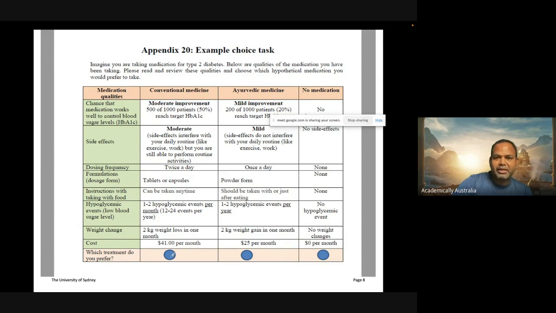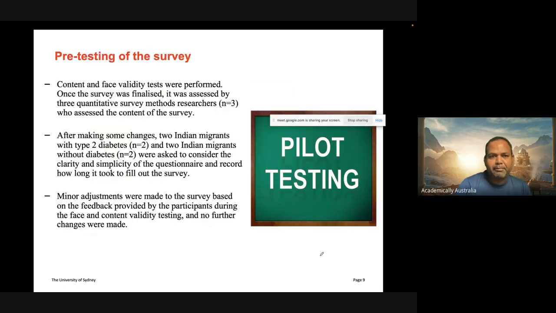This conventional medication or Ayurvedic medicine the patient wants to use, or no medication. So we basically give three choices for a patient: conventional medicine, for example like metformin, or Ayurvedic medicine if they want to use, or no medication, which one they are going to choose. This is one of the choice examples.